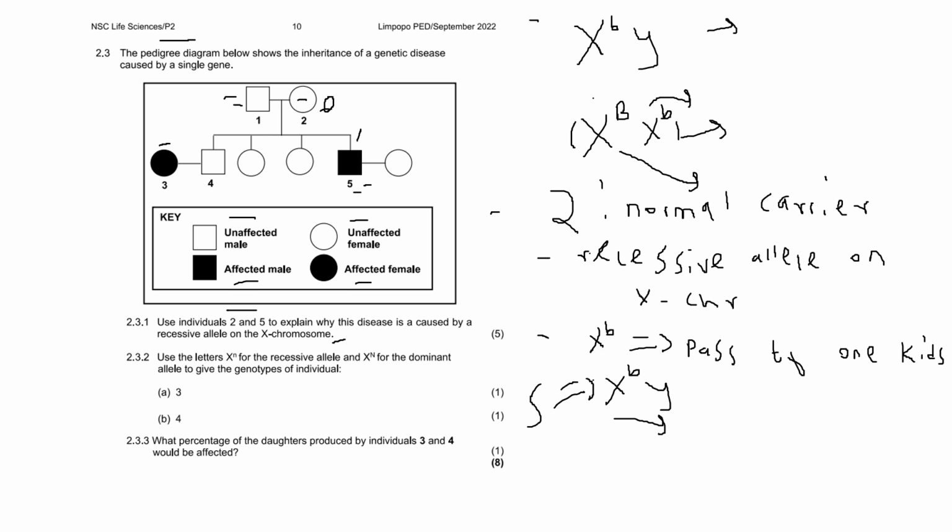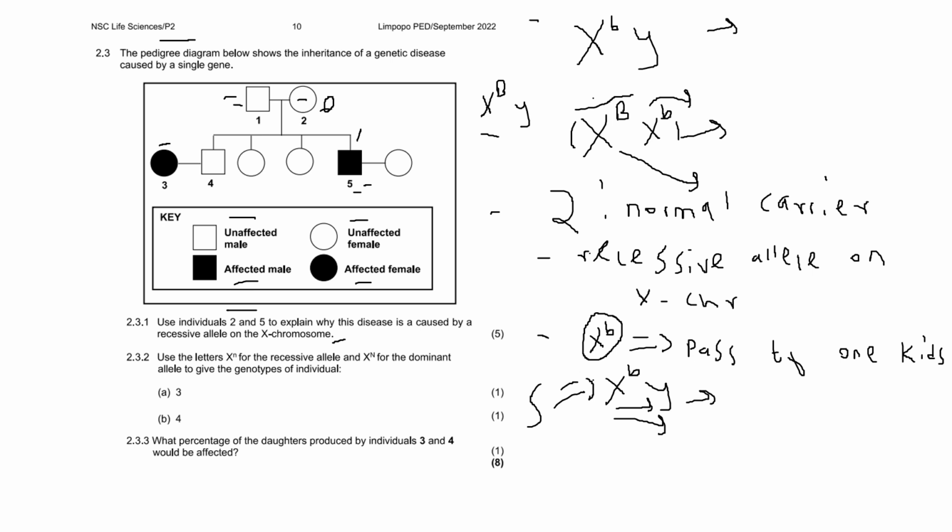So for the first point, you will tell us that individual number 2 is a carrier, or must be a carrier of the condition, having that genotype. She married a normal male who will have a normal genotype, which will be X big B, for example, and a Y. That's a normal male there. So one of their kids will have this type of genotype, and that X small b, the recessive allele, is showing in one of the sons who will be number 5. Number 5 is showing the condition.